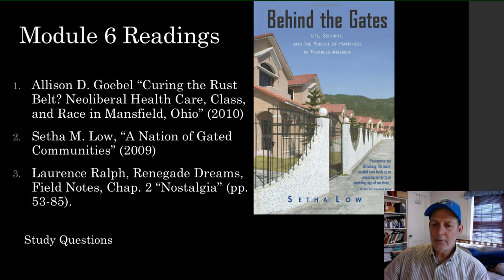Finally, in Chapter 2 of Renegade Dreams, Laurence Ralph explores ideas of memory, history, and nostalgia as Eastwood residents reflect on the history of the Divine Knights gang from the 1960s to the present. This enables Ralph to portray the changing history and role of the gang that had been involved in the Civil Rights Movement and President Lyndon Johnson's War on Poverty to the current generation of gang leaders who compare their youth with that of present-day renegades. These readings are followed by study questions in Canvas.